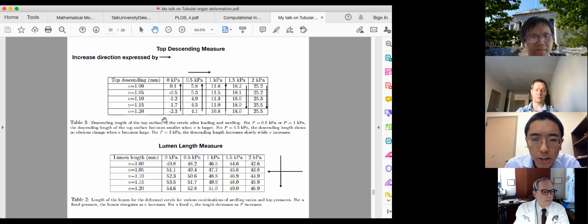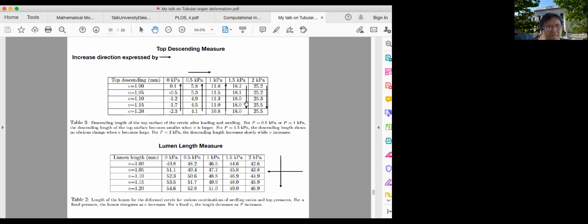So the tables here are also for the swelling ratio and the pressures. For each fixed pressure, you can see if the swelling ratio is small, then the top descending is actually bigger. That is for the first three columns. But for the last two columns, if the pressure is fixed and the swelling ratio is bigger, then the top descending will also be bigger. So it's non-linear behavior.